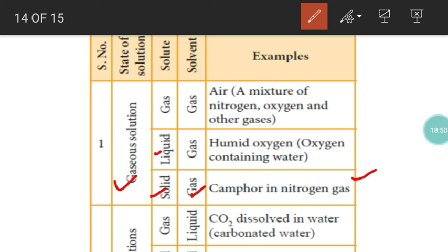Next, liquid in gas. So this is the moisture or humidity. The atmospheric air contains moisture. So this is an example of liquid in gas type of solutions. Then gas in gas. Atmospheric air is a very good example of gas in gas type of solution. So atmospheric air is made up of nitrogen, oxygen, carbon dioxide, noble gases, and so on. So all these components are spread uniformly.